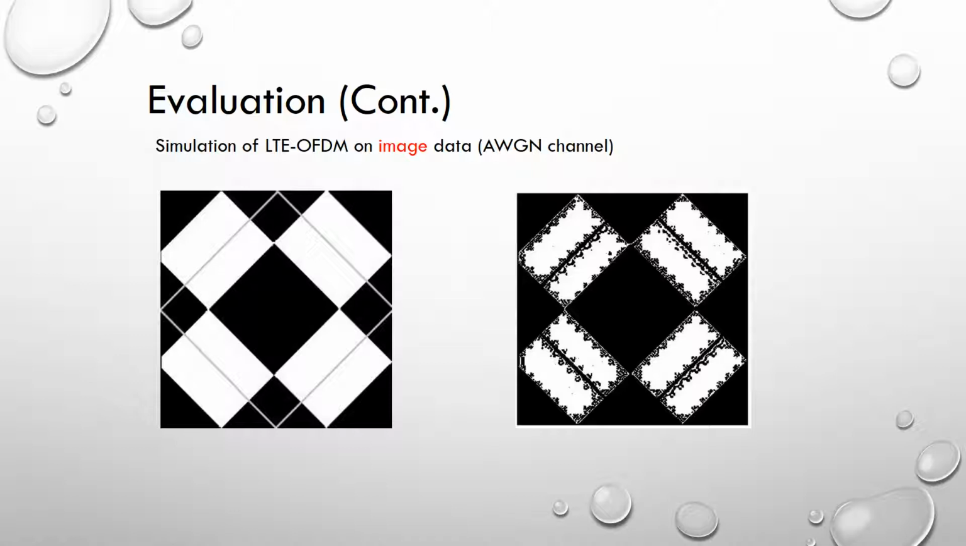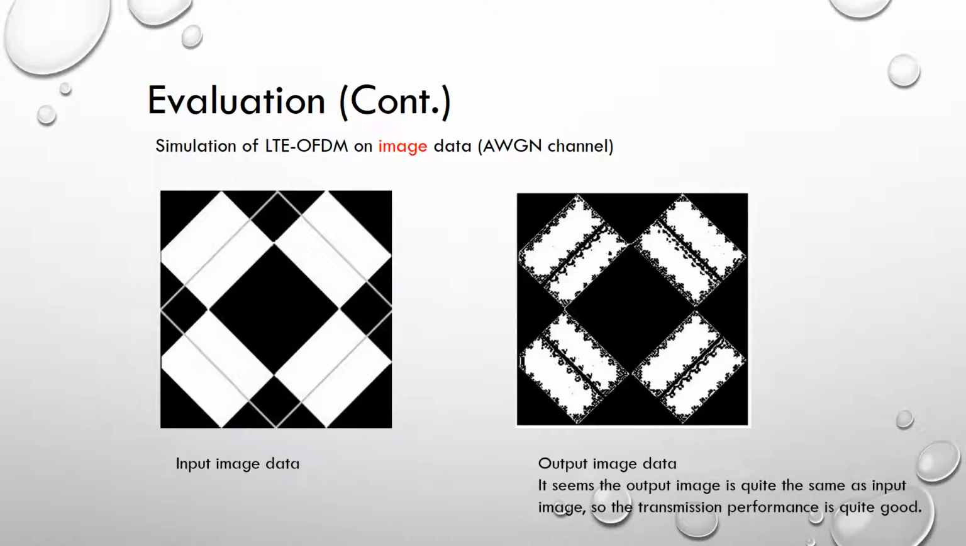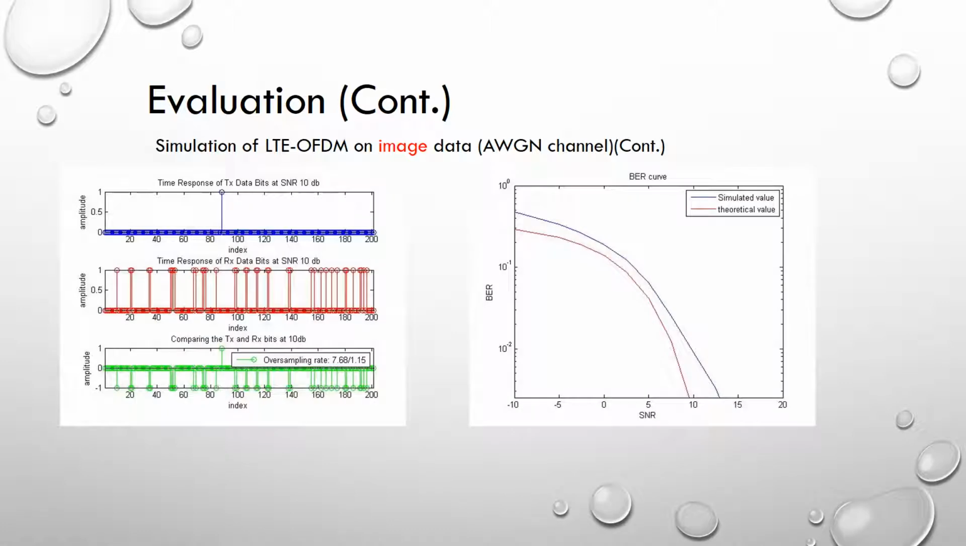This is the simulation result of LTE OFDM on image data. This is the input image data and the output image data. It seems the output image is quite the same as input data, so the transmission performance is quite good.